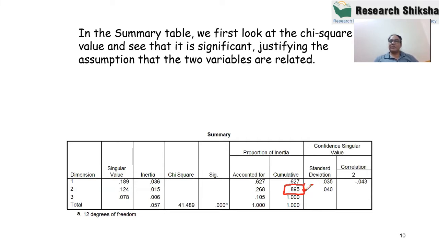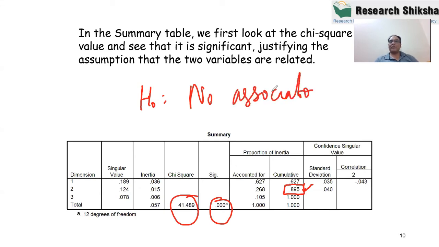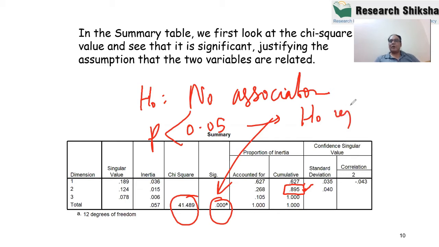So this is important. After that, we have to check the chi-square value and the p-value, the probability value of chi-square. The null hypothesis of this chi-square value is that there is no association between the two rows and columns, or two variables. So we assume that there is no association between the row variable and the column variable. But because here the probability value is less than 0.05, we can reject the null hypothesis. It means the two variables are highly associated with each other.